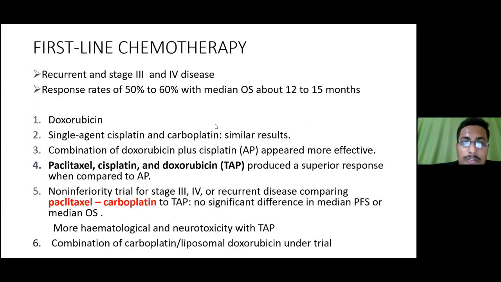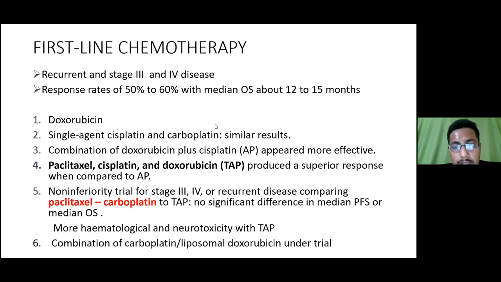First-line chemotherapy is used for recurrent and stage 3 and stage 4 disease, and the response rates are usually between 50 and 60 percent, with a median overall survival of about 12 to 15 months. First-line chemotherapy started with doxorubicin, then single-agent cisplatin and carboplatin had similar results. Then the combination of doxorubicin plus cisplatin appeared more effective. Compared to AP, that is doxorubicin and cisplatin, the paclitaxel, cisplatin and doxorubicin therapy, TAP, was found to be superior.